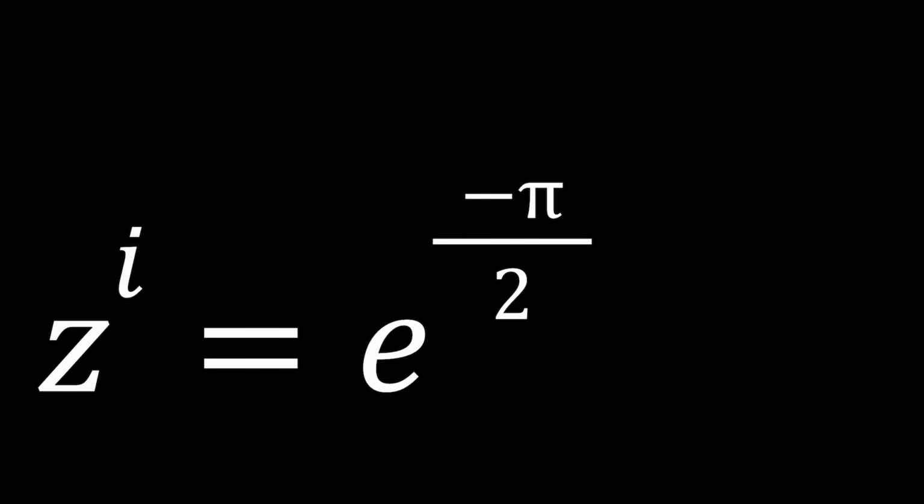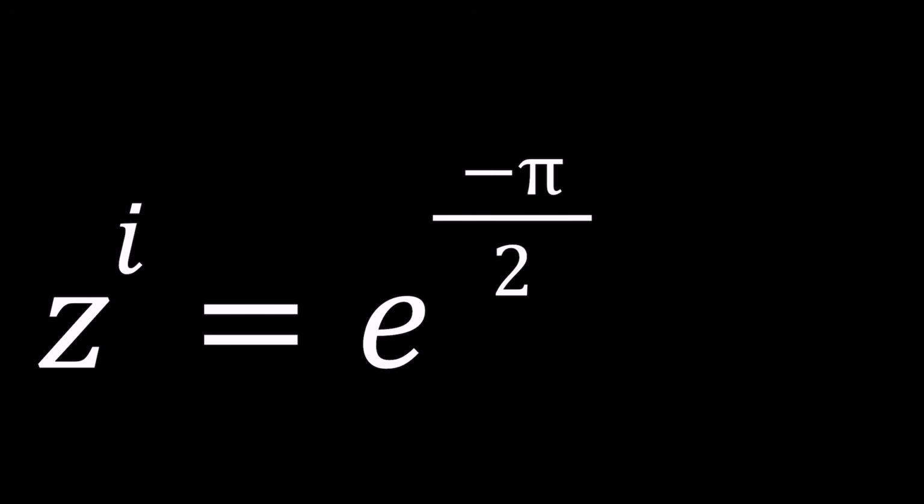This channel is all about complex numbers, and in this video we're going to be solving a nice exponential, I'd like to say, but it's not exponential, kind of like a power type of equation where we have z to the power i equals e to the power negative pi over 2, and we're going to be solving for z because i is a constant, as you know.